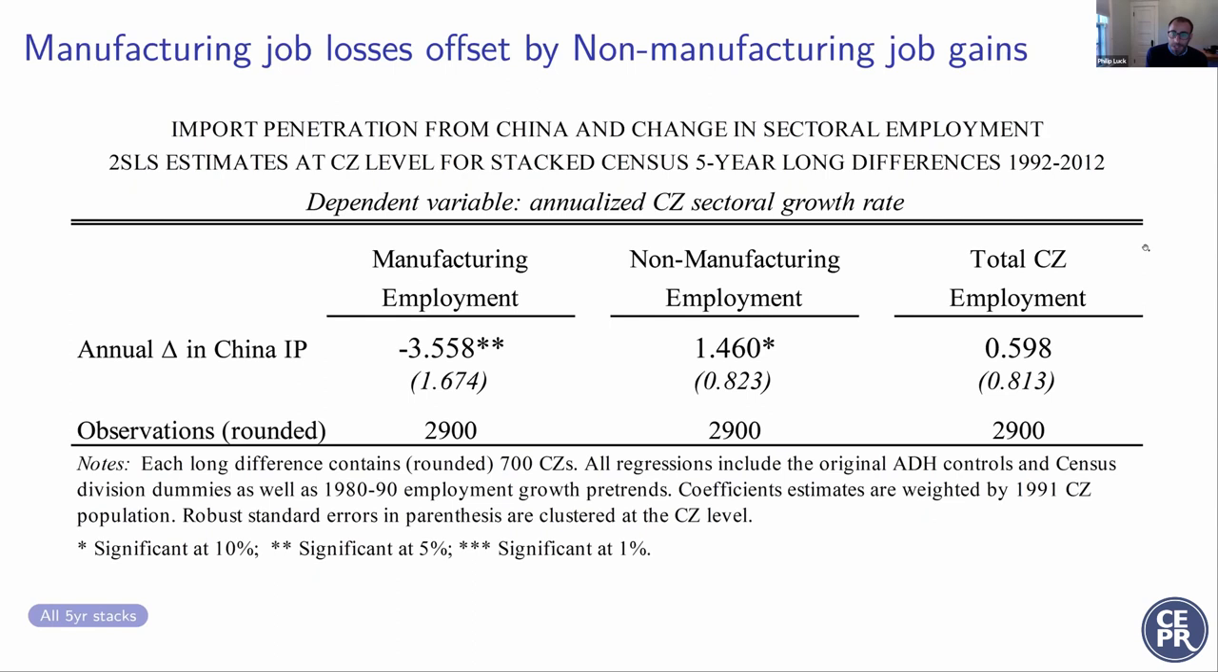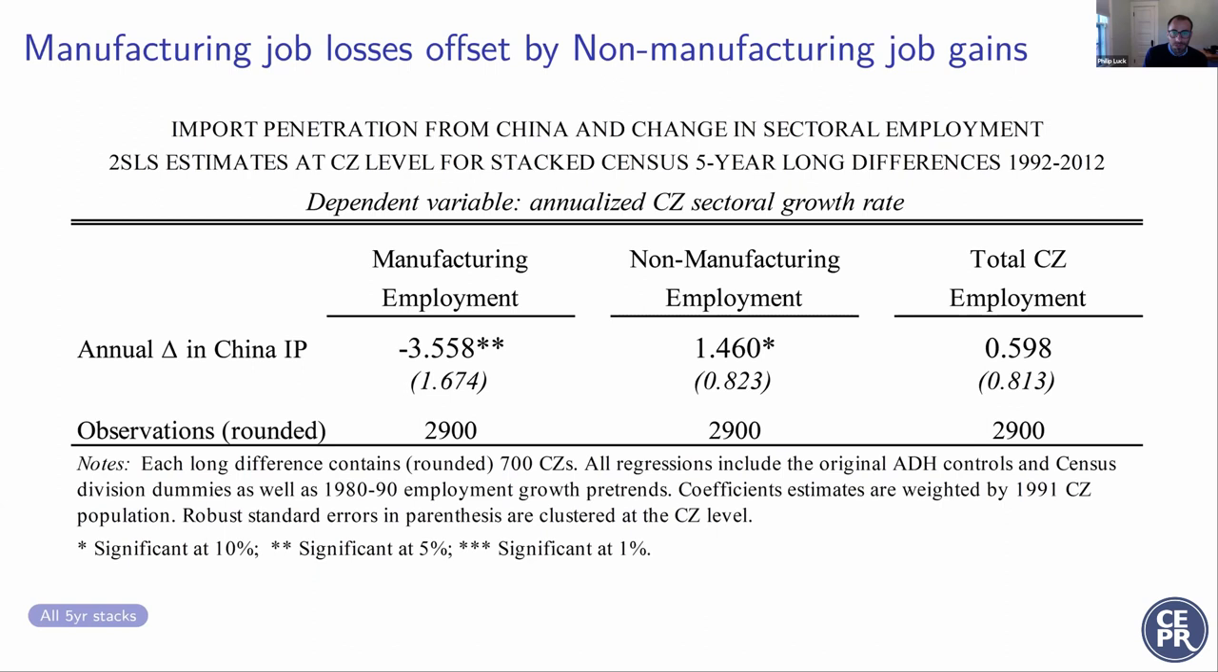There are several deviations I want to point out here. Again, we're not looking at employment-to-population ratios, which is the main outcome for Autor and Hanson in some of the literature. We're looking at just employment changes. We are changing the time period, and we're also changing the underlying data source. Rather than the decennial census and the ACS, we're using the longitudinal business database.